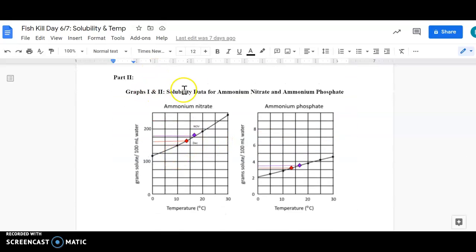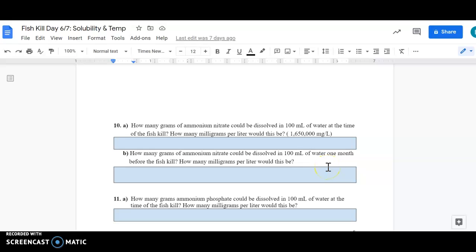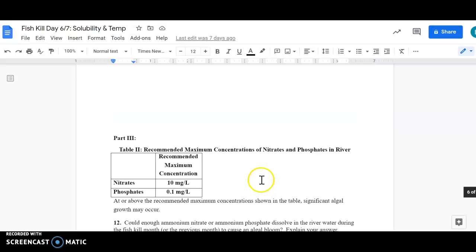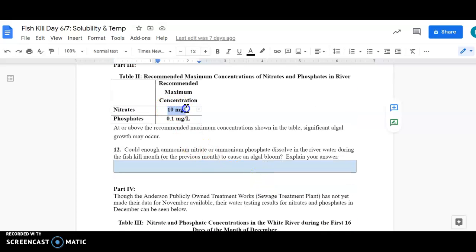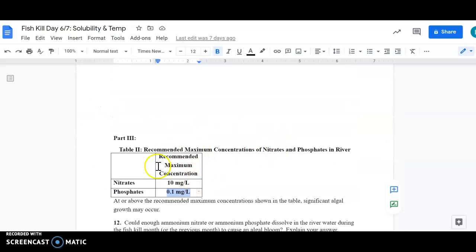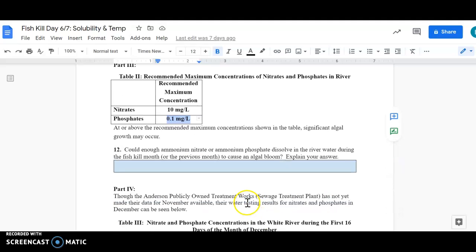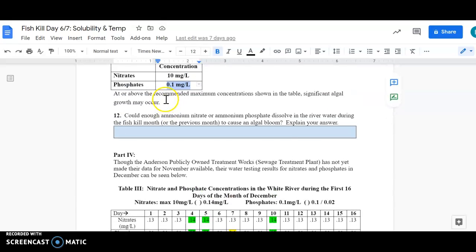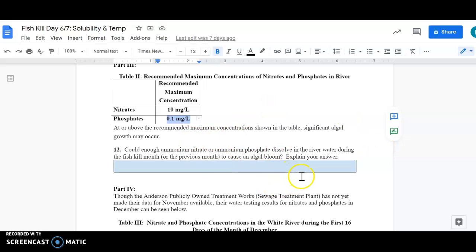And then we have our graphs for solubility data for nitrates and phosphates. So we have nitrates here, phosphates, and we know the maximums. So we've had our answers here. We compared them to the maximum of 10 milligrams per liter and 0.1. So we compared our data to whether it was above or below the maximums. If it was above it, that can contribute to significant algal growth. If it's below, then it would not. And that was for November and December for both of them.